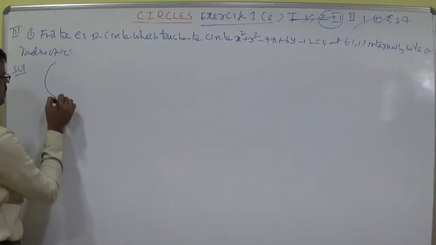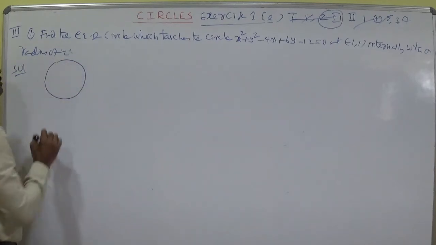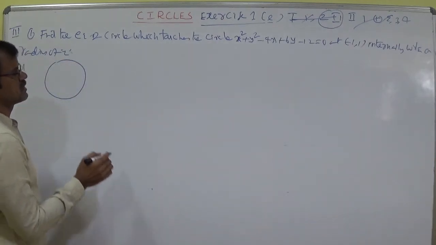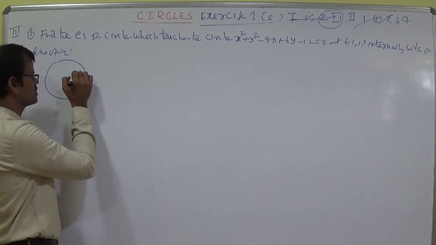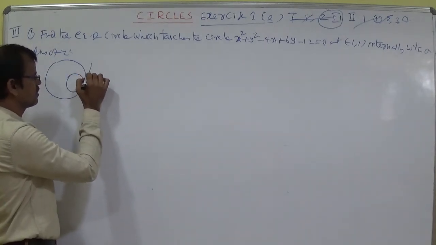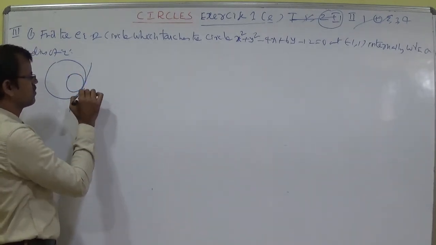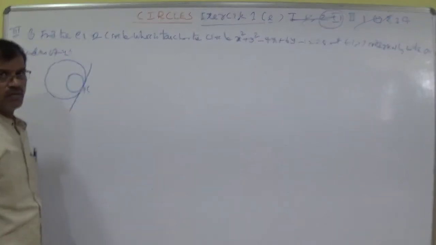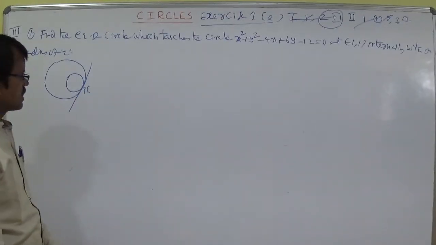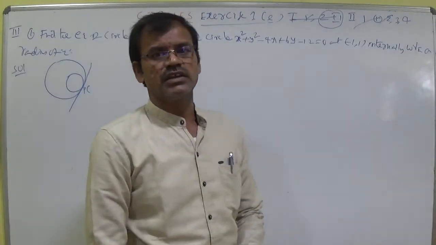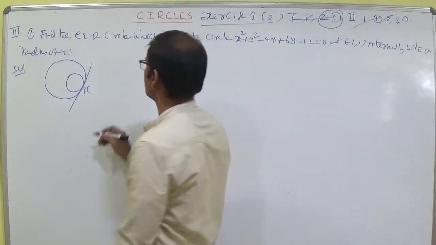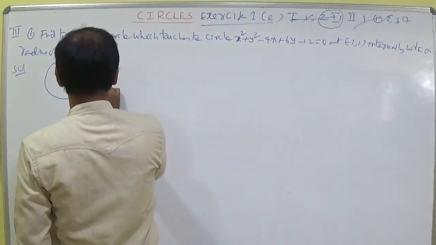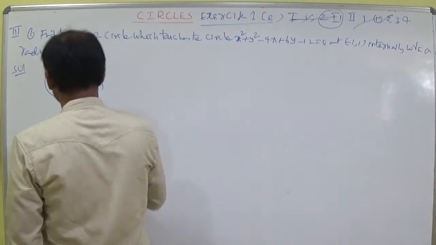Let us draw the diagram. Find the equation of the circle which touches the circle at minus 1 comma 1 internally. This is the internal circle, you should calculate. This is the point of contact P. Whenever circles touch internally, the point of contact is the external center of similitude, ECS. So ECS is given, P is minus 1 comma 1. This is the ECS of the circles.